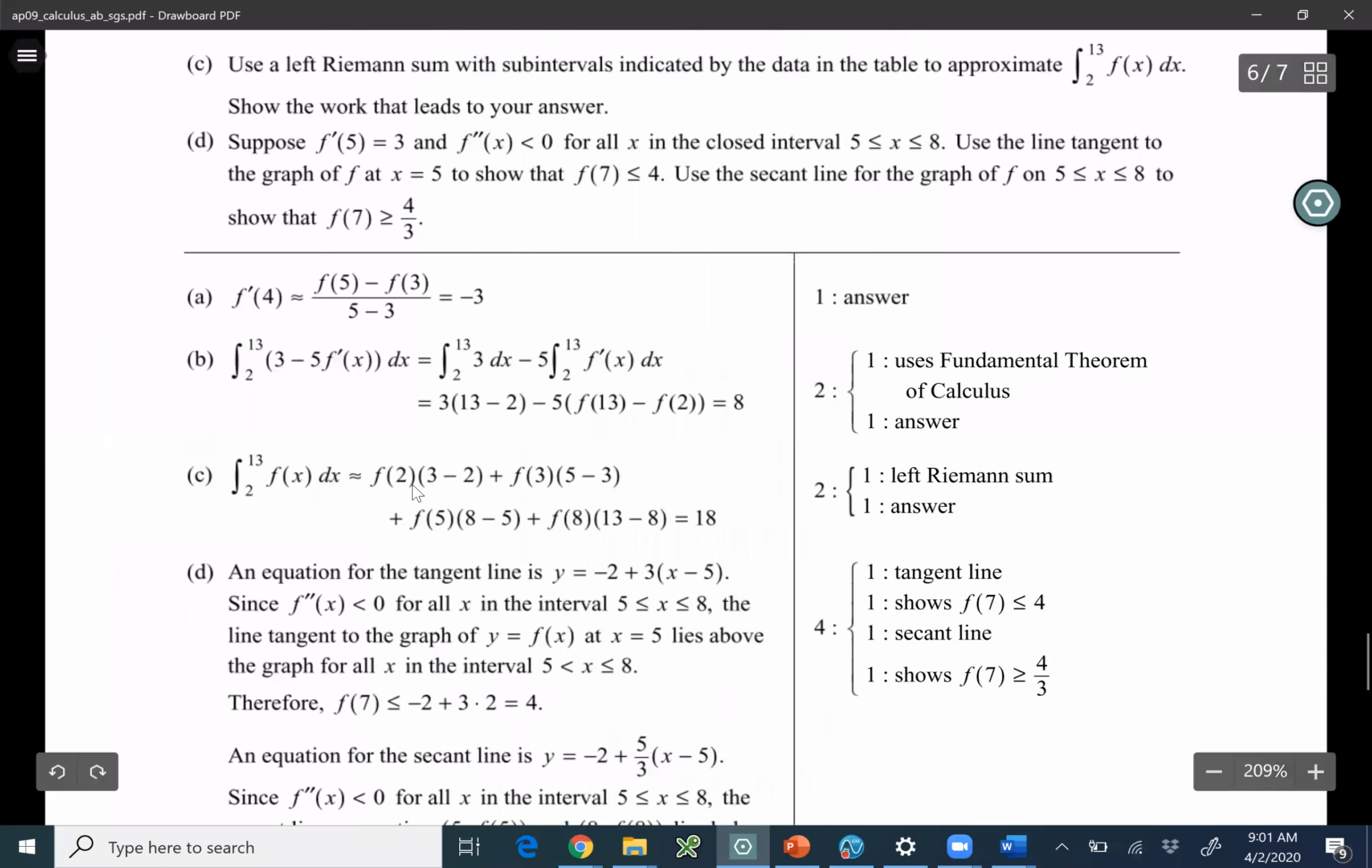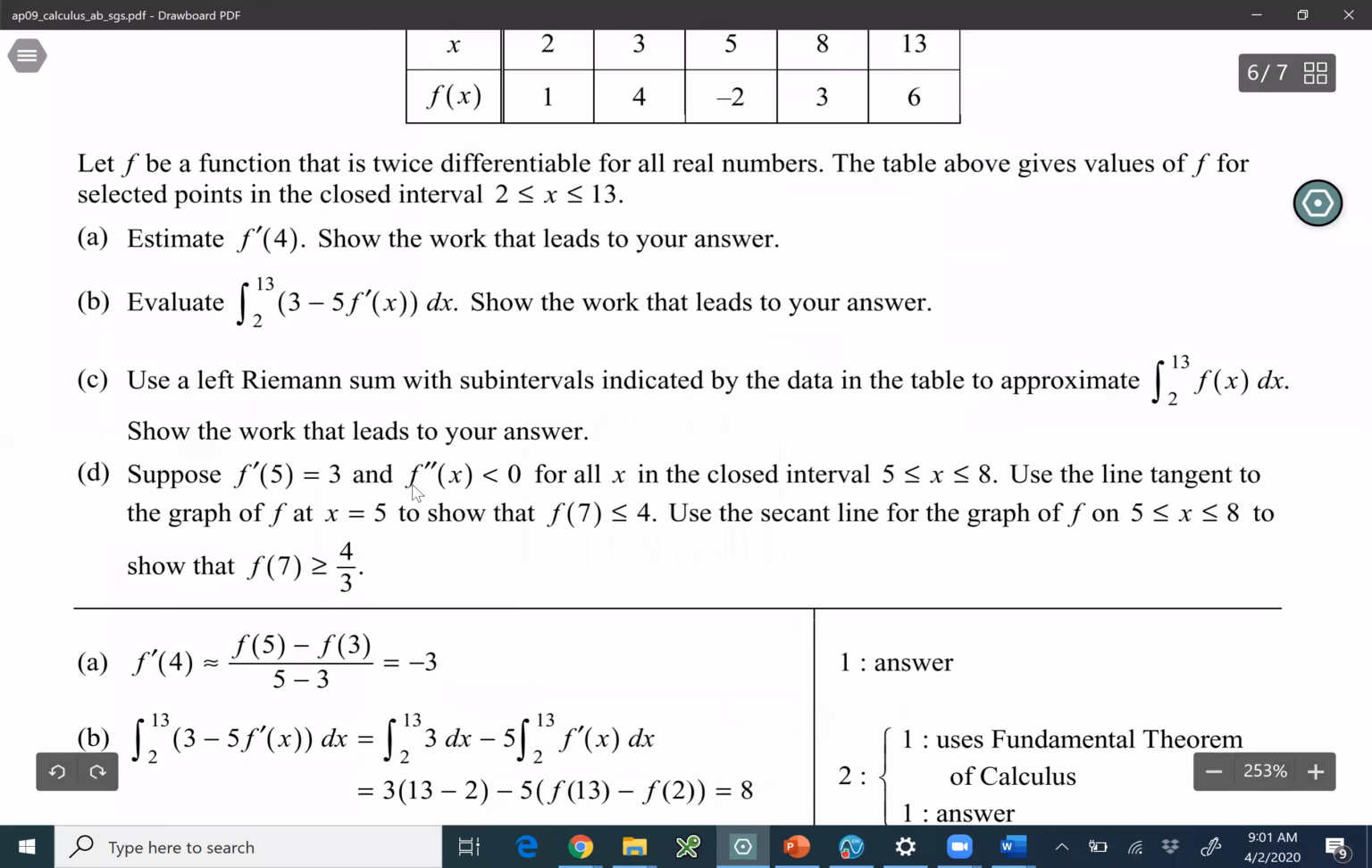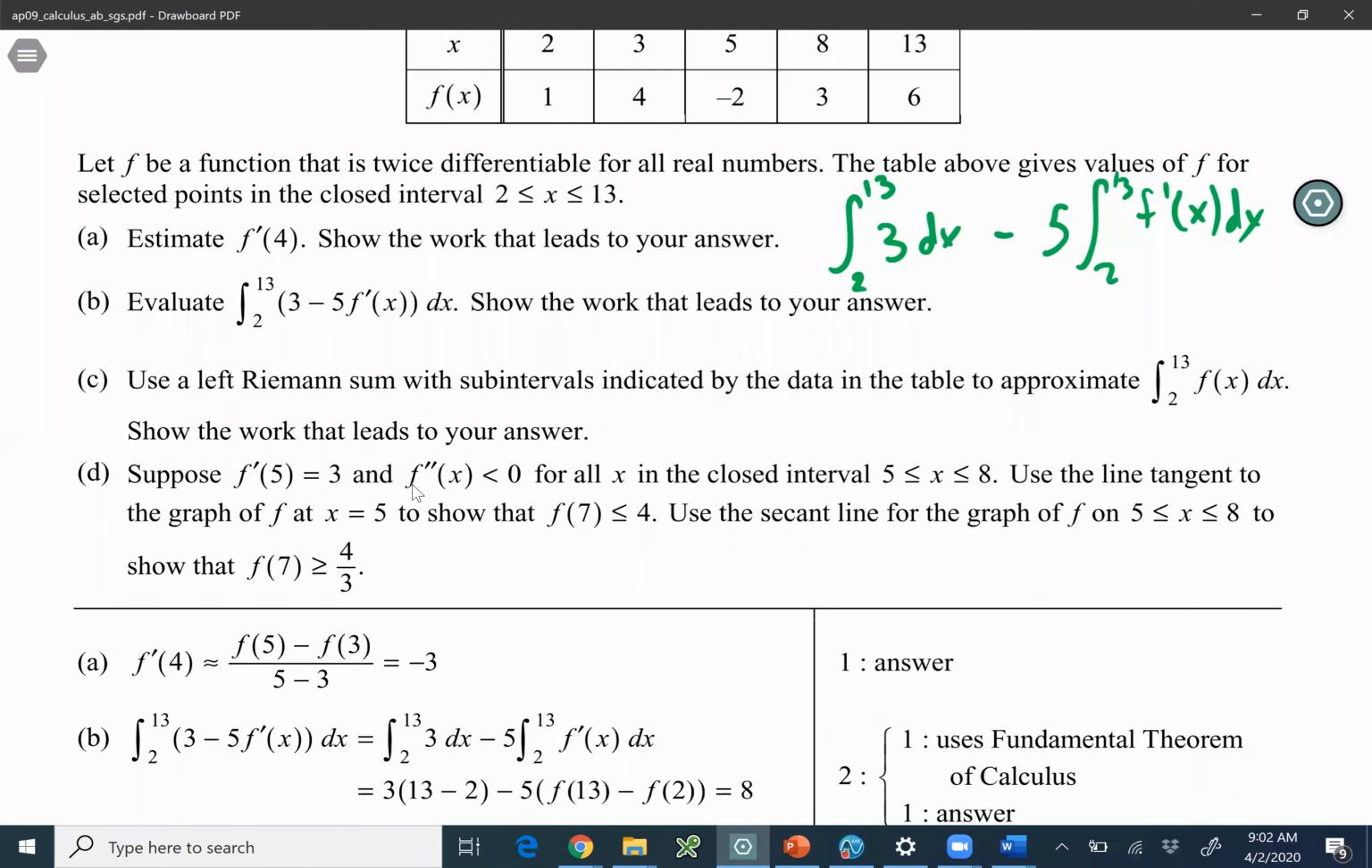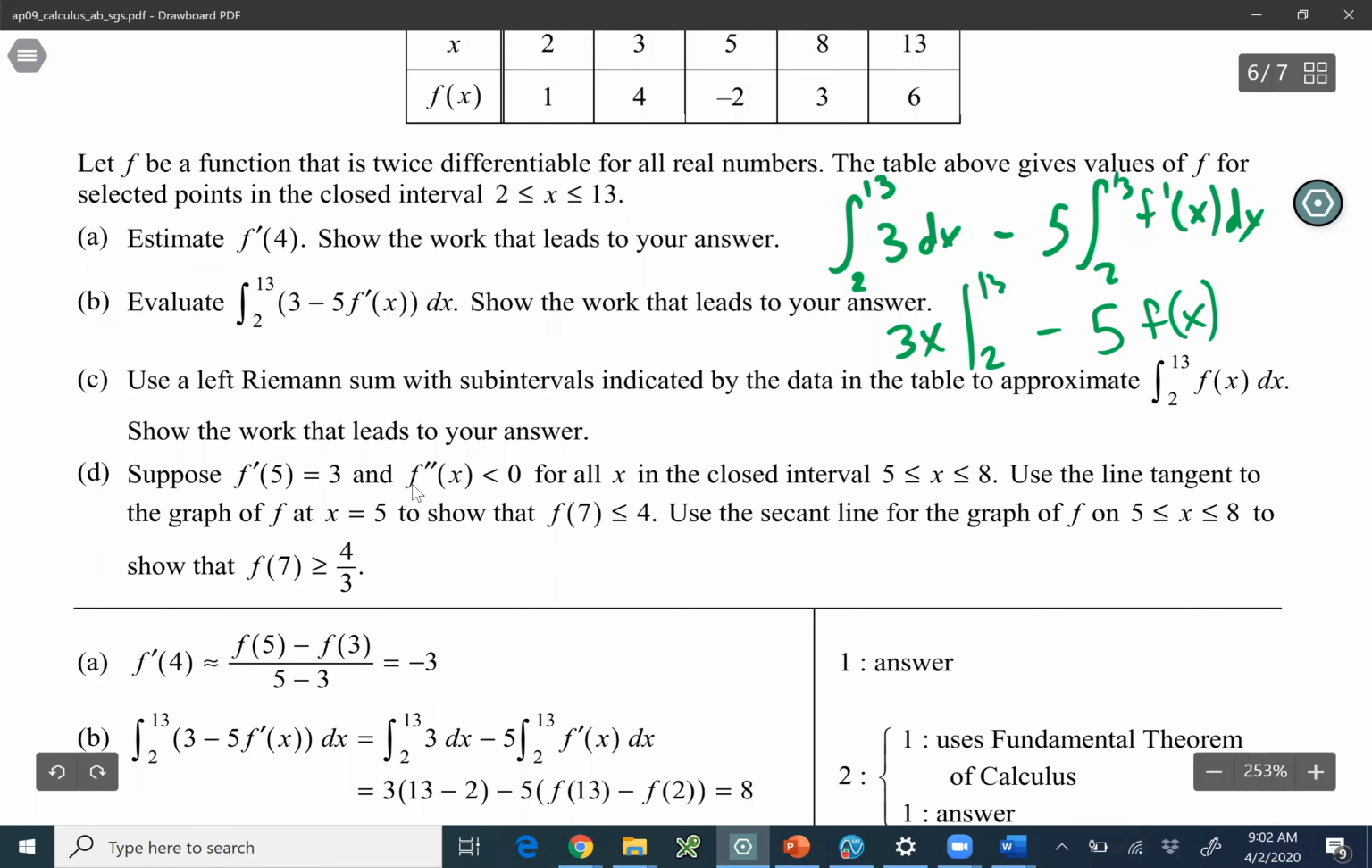Okay. So on B, we would have to split this into the integral from 2 to 13 of 3 minus, and I like to bring the 5 out, the integral from 2 to 13 of f prime of x dx. So that would be kind of splitting it. And then for 3, that becomes 3x from 2 to 13. And minus for 5, that becomes 5 f of x from 2 to 13, or you could have done FTC.